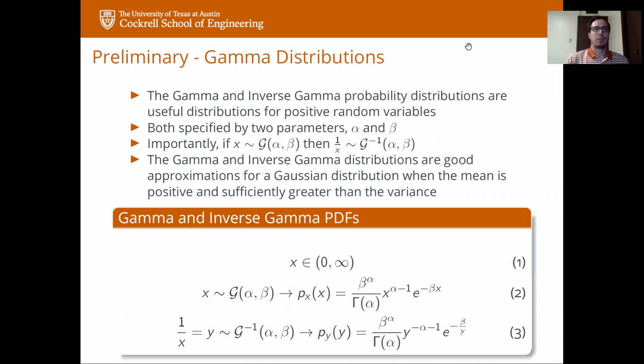I want to briefly cover a probability distribution family which we leverage heavily in this work, the gamma and inverse gamma distributions. The most important thing to note here is that if a random variable is distributed according to one, its inverse is distributed exactly according to the other. This means that if we know the moments of one, then we exactly know the moments of the other.